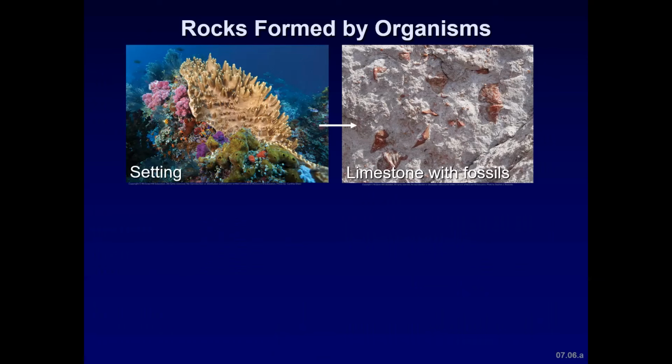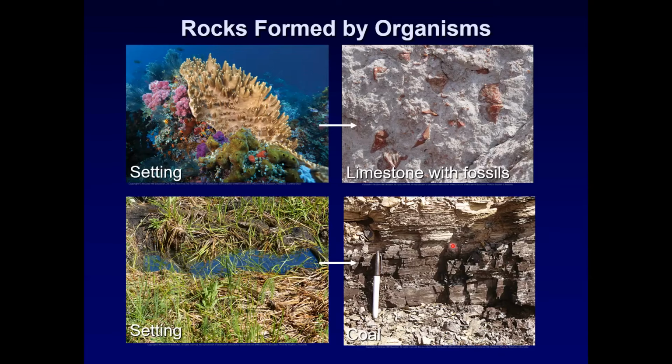Rocks formed by living things include limestones with fossils. Coral and microscopic organisms use calcium to form shells, and when cemented together, they form a rock called limestone. The setting would be like a reef, where it gets plenty of sunlight because it's still shallow. Coal as well. It's formed from plant debris in wetlands and bogs. When those plants die and decay, they compact into an organic-rich sedimentary rock. So the setting looks something like this, like a wetland.